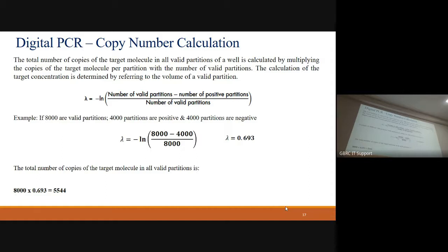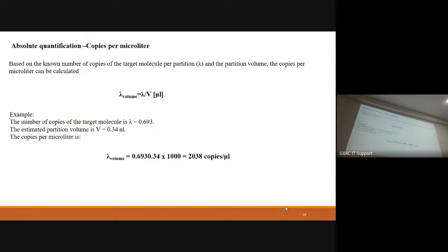But don't focus on this. Here you take this lambda 0.693, and that is how you get the final result. So this is lambda, and this is the delta divided by V, that is the volume.